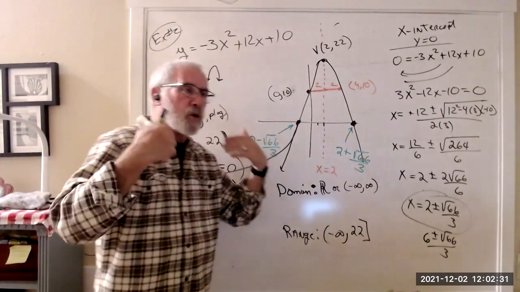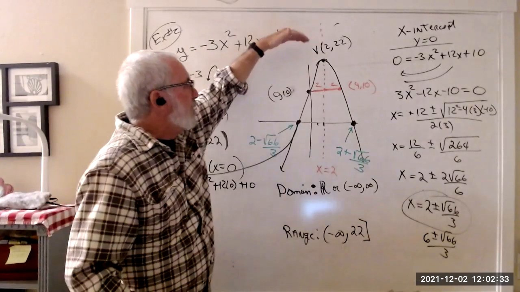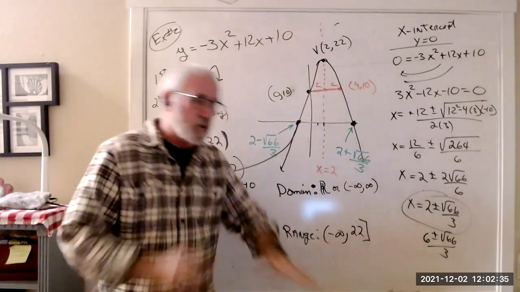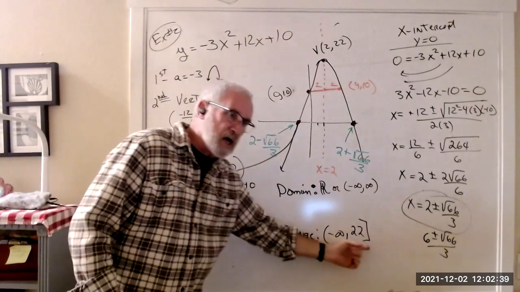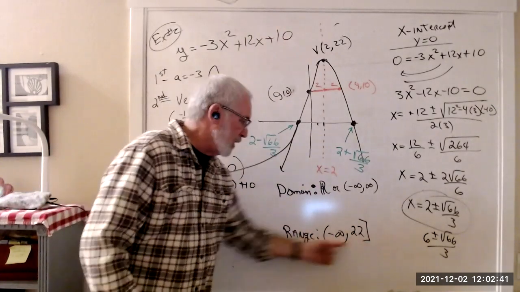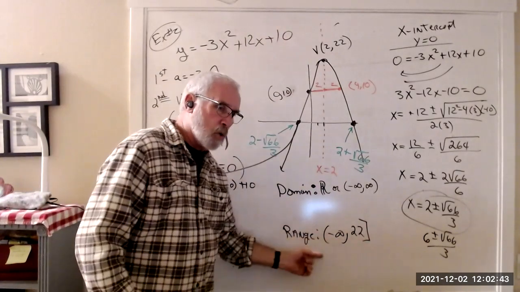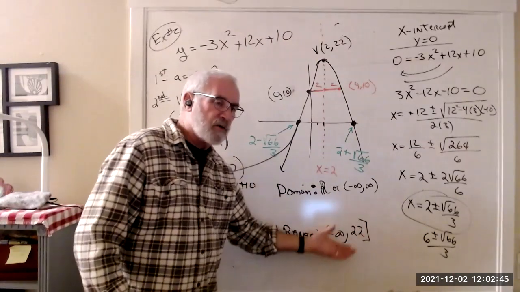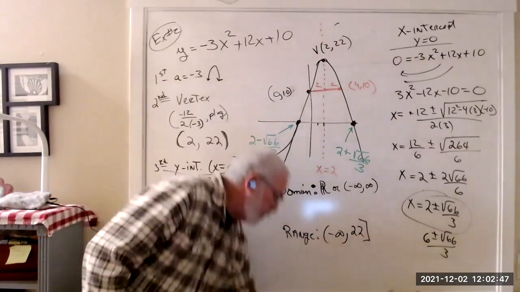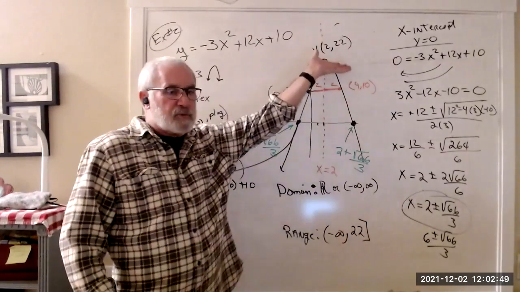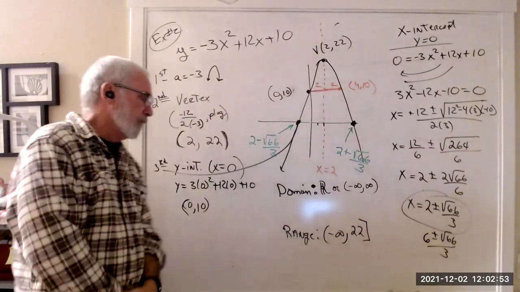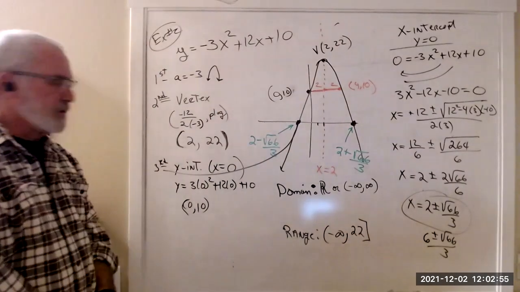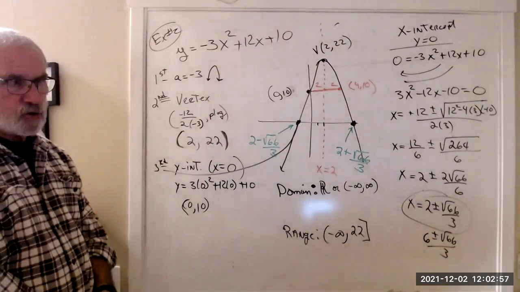Even though your thought process is, oh, the range is from 22 down, you're right. But we always go from low to high when we write the interval notation. Low on the left, high on the right. So you've got to think of the range as from negative infinity up to 22. Okay, is that okay for domain and range?